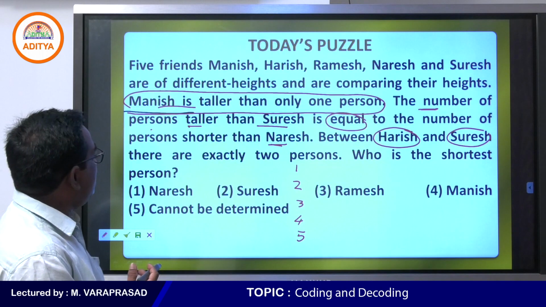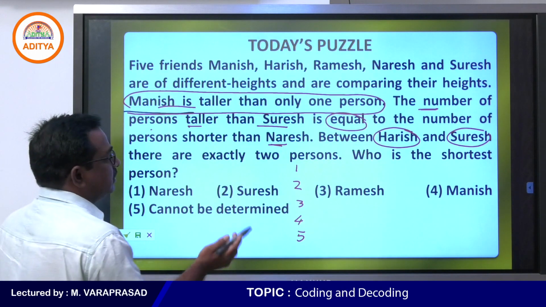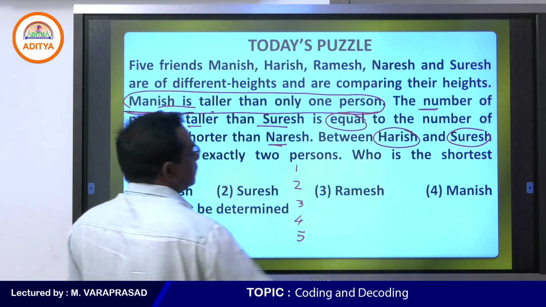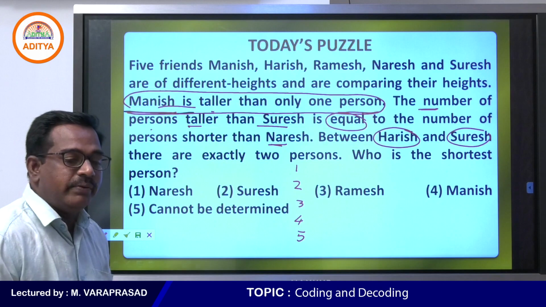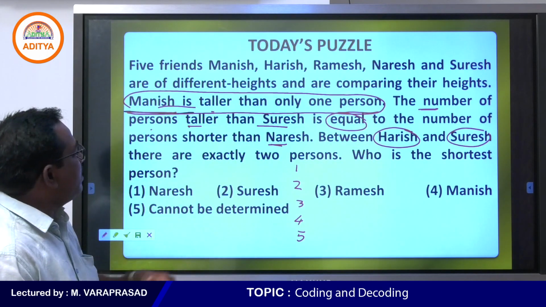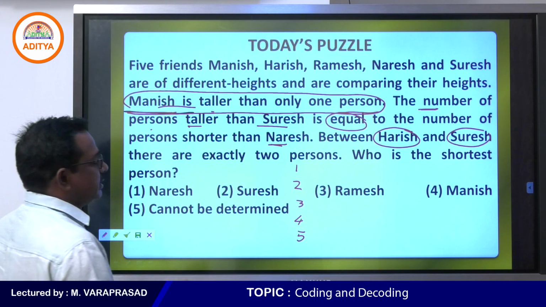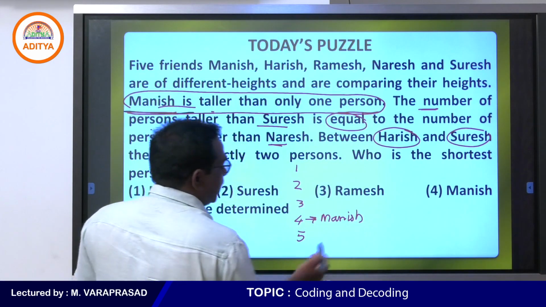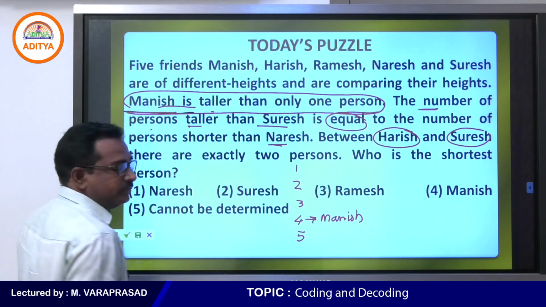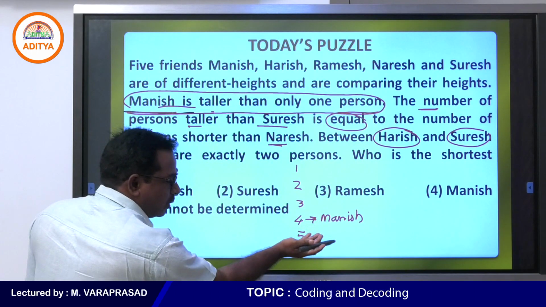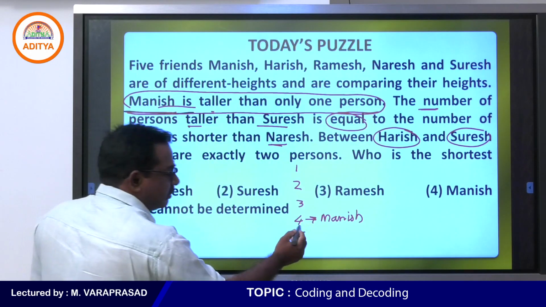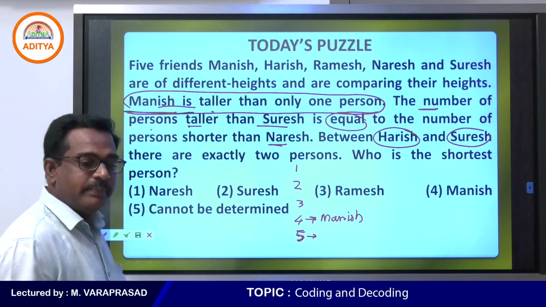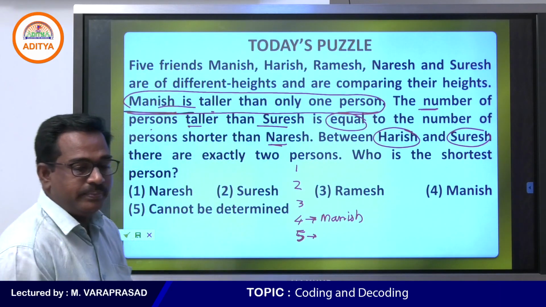Now see the number of persons taller than Suresh. So not that one. Manish is taller than only one person. So Manish is taller than only one person means behind Manish only one person is there. So you can take 4th person as Manish. It means Manish is taller than only one person. So after Manish only one person is there. We don't know who is the person. Later we can discuss. Yes, my student, did you understand this one?